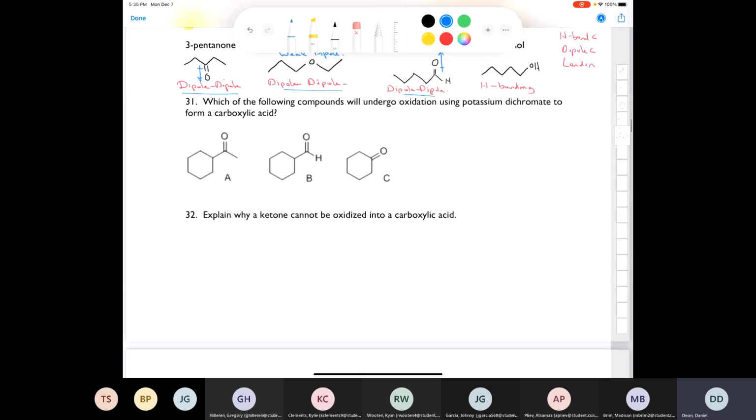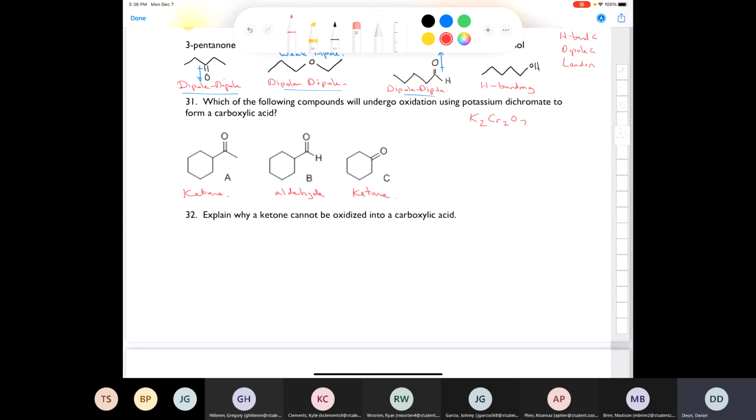All right, let's take a look at number 31. It asks us which of the following compounds will undergo oxidation using potassium dichromate to form a carboxylic acid. So potassium dichromate, that's K2Cr2O7. It's just an oxidizing agent. Well, in A, we have a ketone. In B, we have an aldehyde. And in C, we also have a ketone.